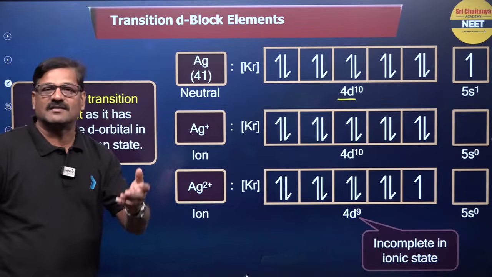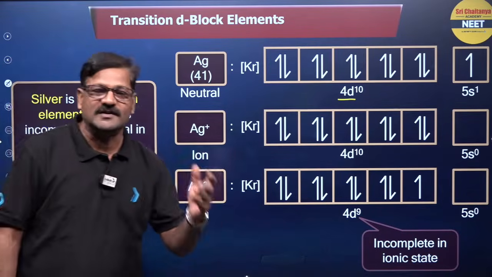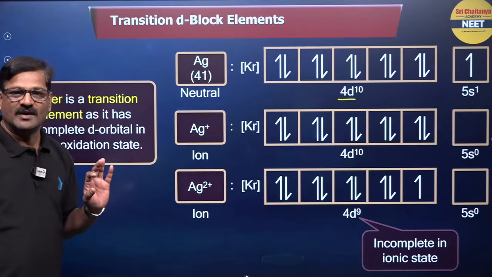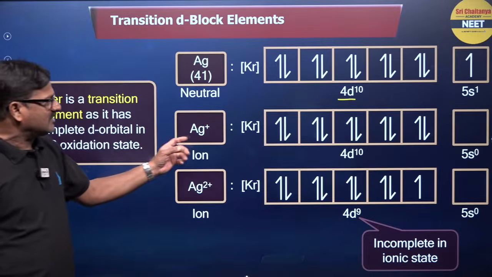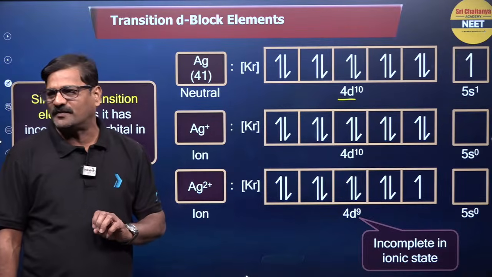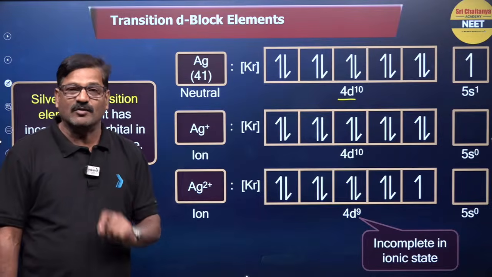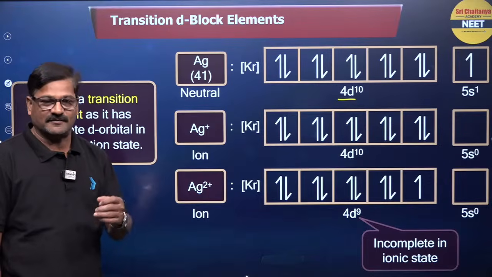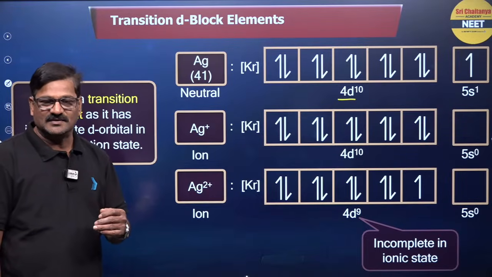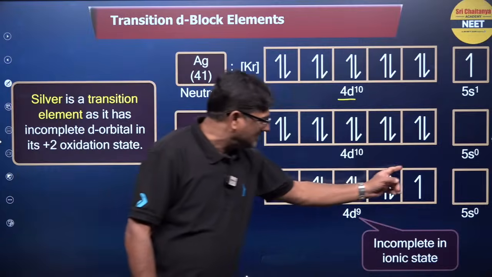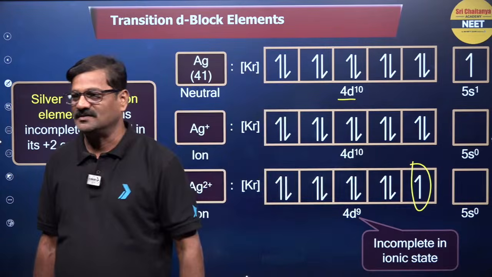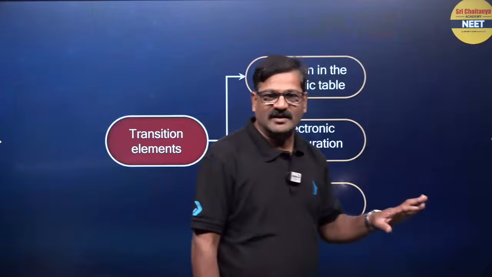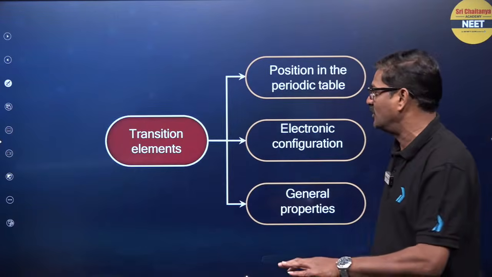silver plus, we know silver nitrate is a popular compound, silver chloride is a popular compound, in which the oxidation state of silver is silver plus. If it loses an electron, it is going to have 4d10 configuration. But you have Ag2+ ion, AgO is there, but of course it is unstable. You can see incomplete d orbital configuration. You will have a clear picture about that. Whenever you have incomplete d orbitals, you can say it is a transition element.